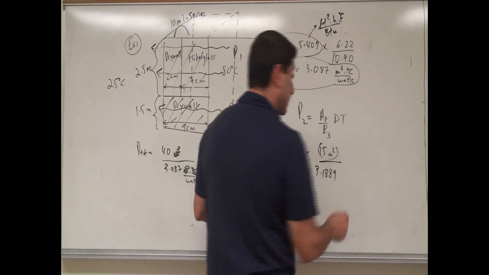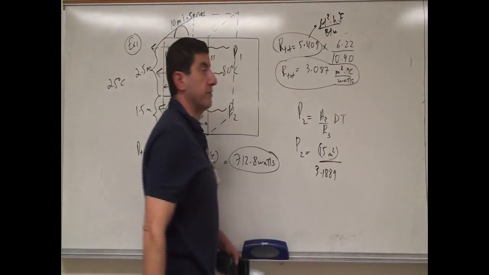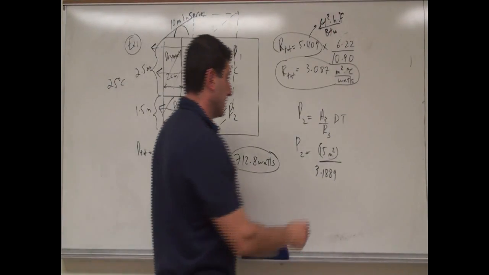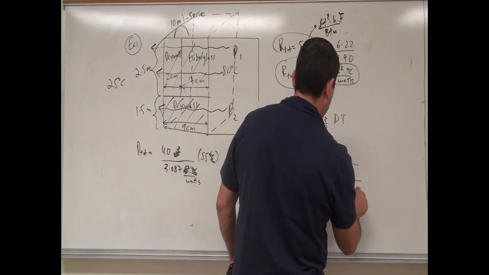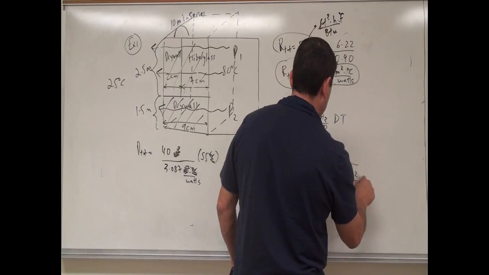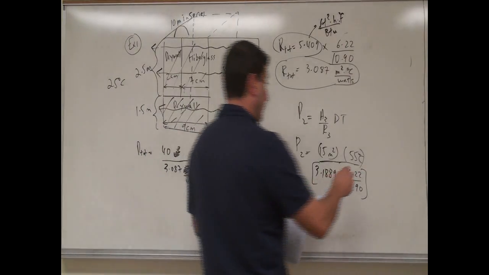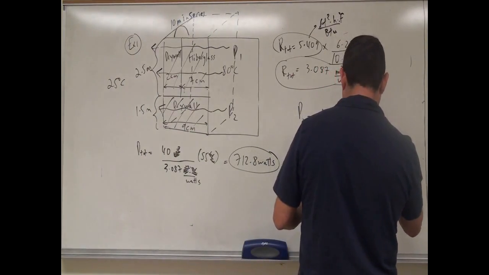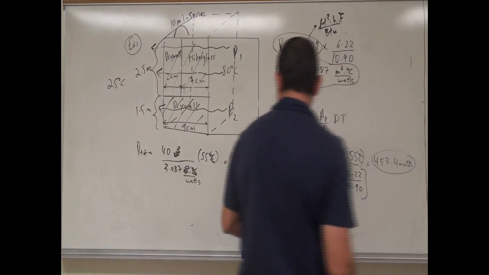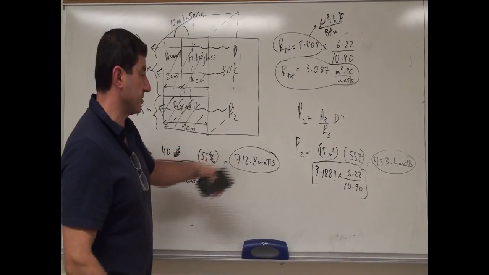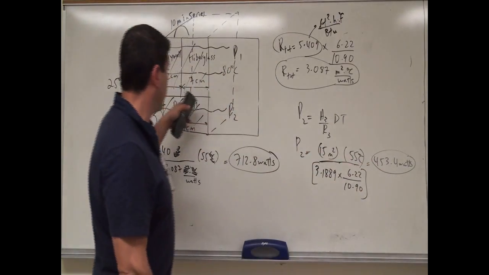But that one was in the units of feet squared hours Fahrenheit over British thermal unit, right? Then I can convert that. I can say 10.9 equals 6.22. When you do that, you are going to get 453.4 watts. You see, the total power loss is 712, but 453.4 watts are through the bottom.